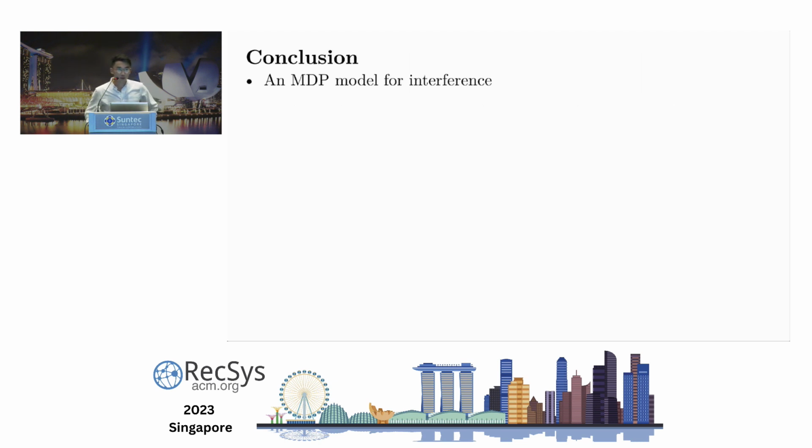So what have we done? We've introduced an MDP model for interference, which hopefully elucidates a lot of the problems that arise with interference in these models. We've introduced an estimator, differences in Qs, which is low bias and low variance.